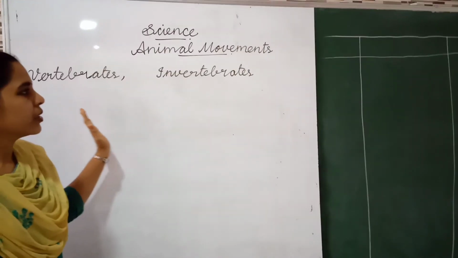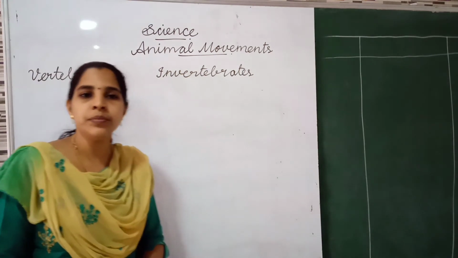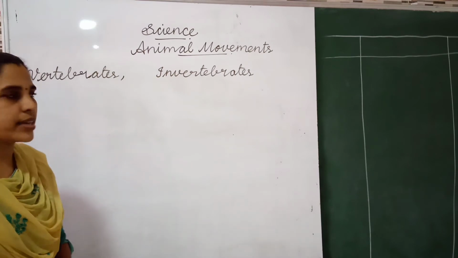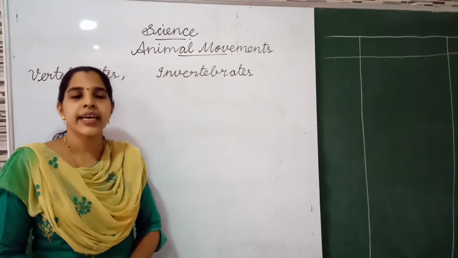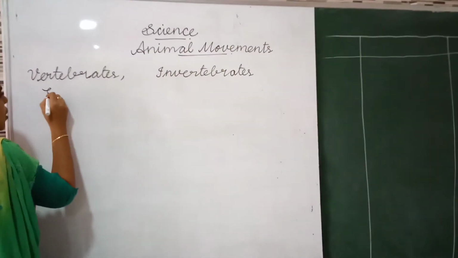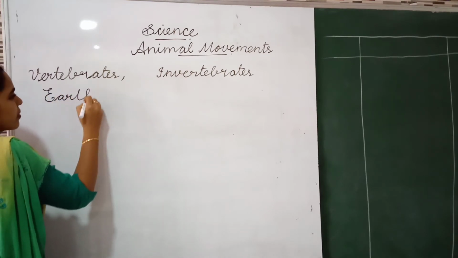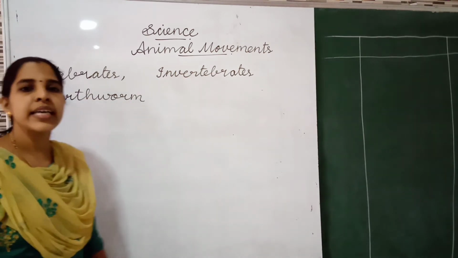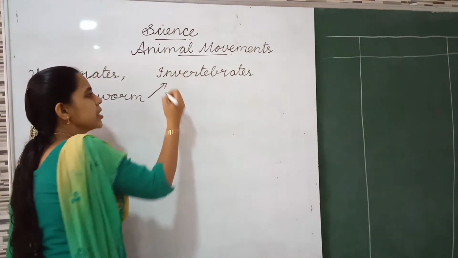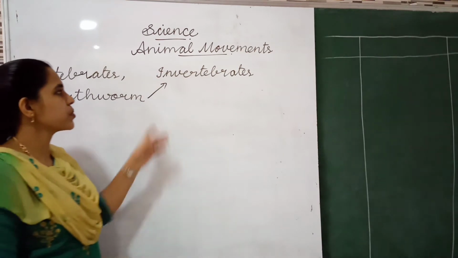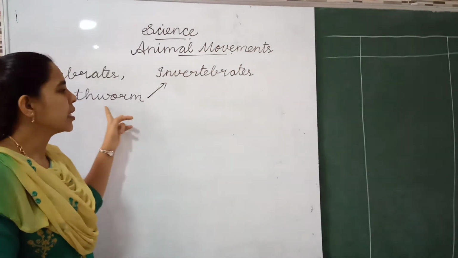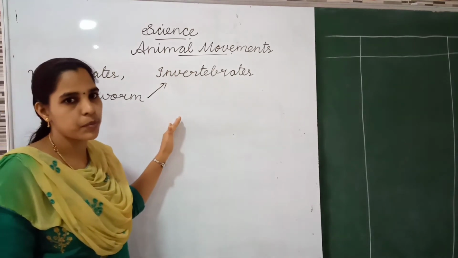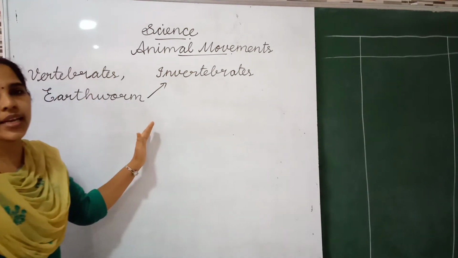Then, do you know the earthworm? Have you ever seen it in the soil? Where do they live? Earthworms live in the soil. Earthworm is an invertebrate. Why are earthworms invertebrates? Because they do not have a backbone. So the earthworms are invertebrates.